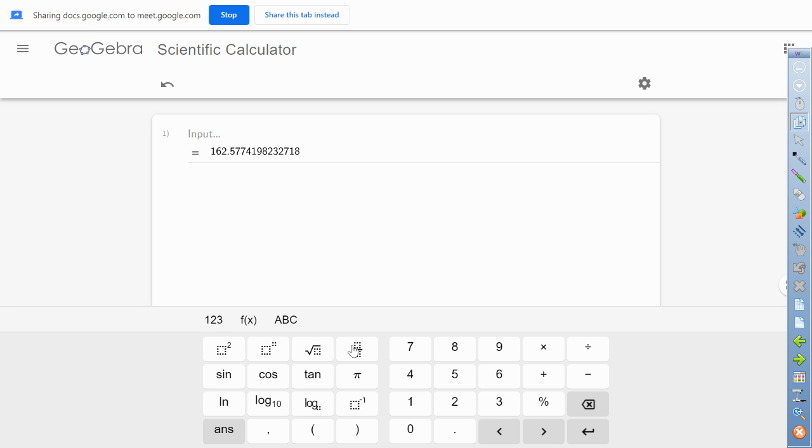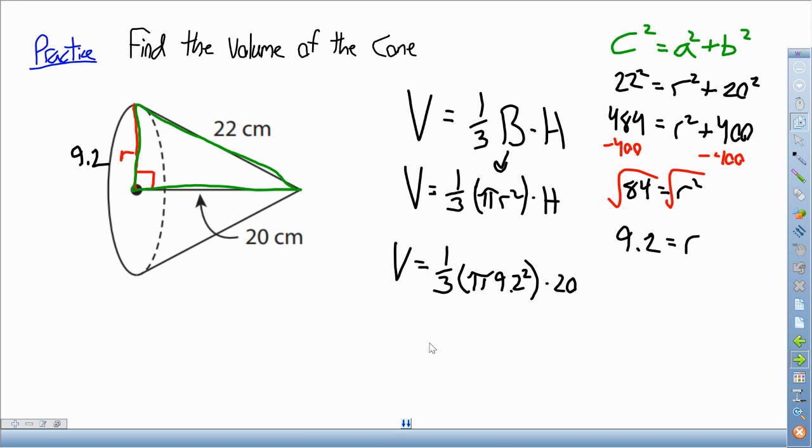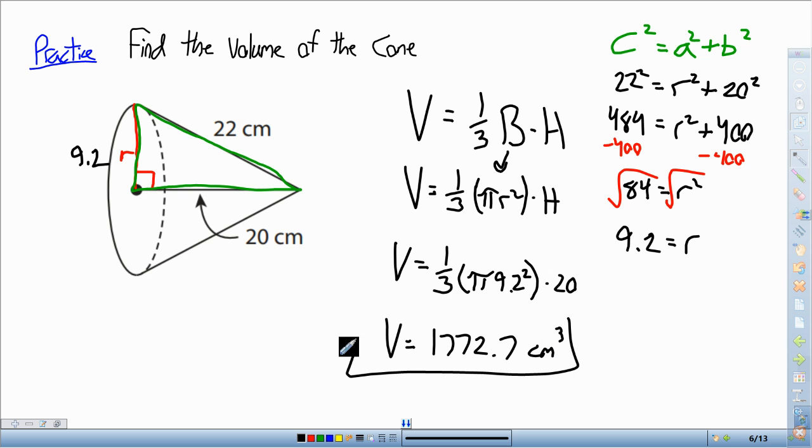So 1/3 pi 9.2 squared times the height, which is 20. So I'm getting 1,772.69. That 9 is going to round the 6 to a 7, so 1772.7. And we're talking about units, so centimeters cubed.